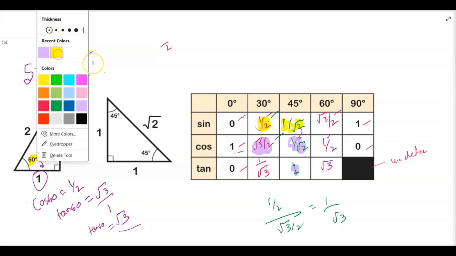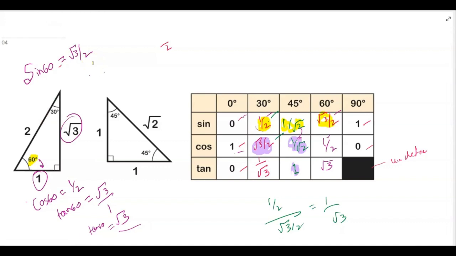Similarly, this is root 3 by 2 and this is 1 by root 2. If you divide, the 2 gets cancelled, and you will get root 3 as your final answer. And this is 1 over 0, so it becomes undefined.